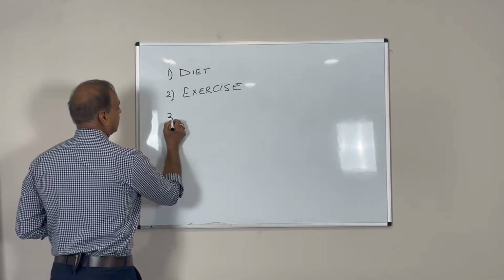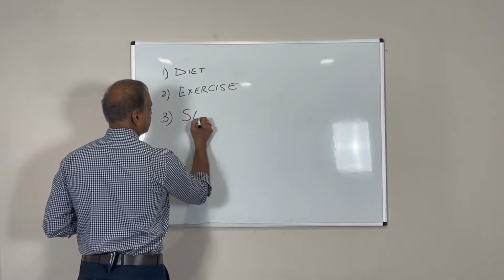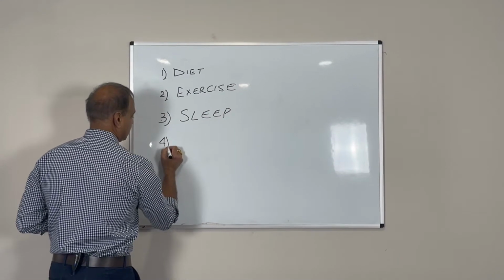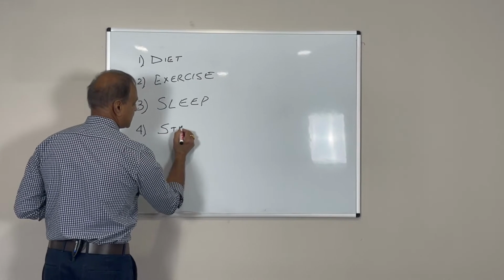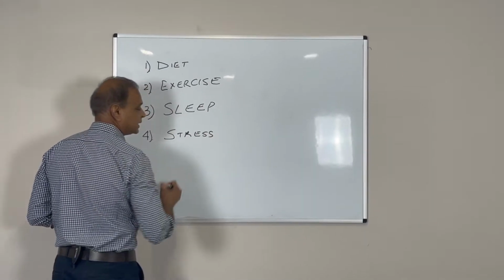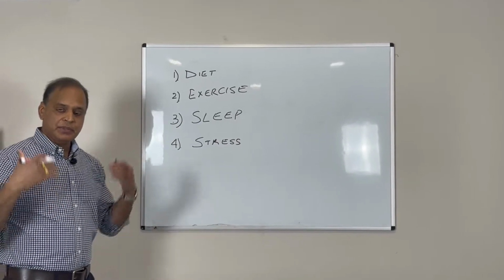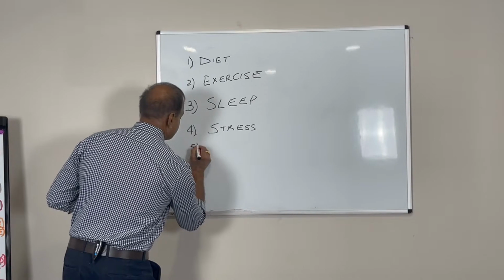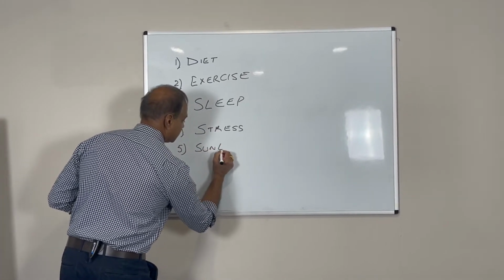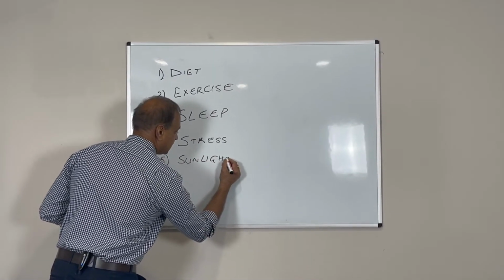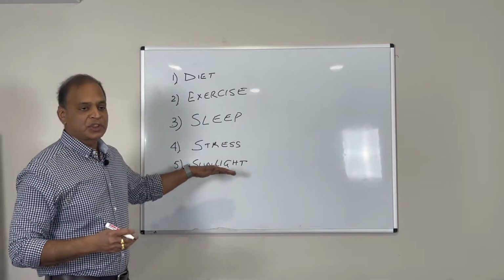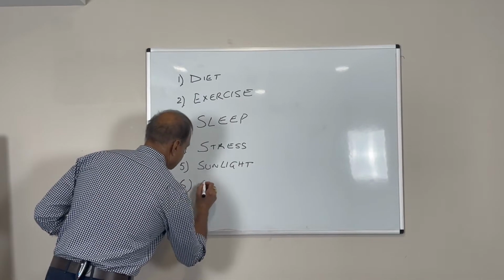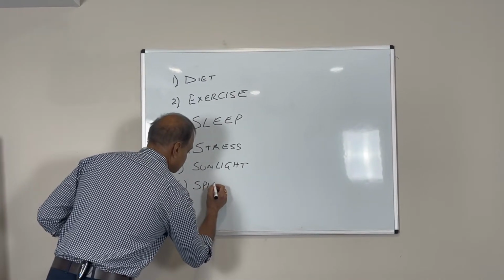The third one is sleep. Number 4 is stress. Stress to the body, internally, externally, to the entire system, your mind, everything is part of the body. Number 5 is sunlight, which is not just light but also exposure to heat and cold outside. And number 6 is ultimately and finally spiritual.